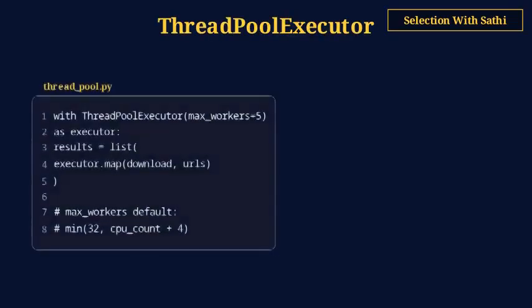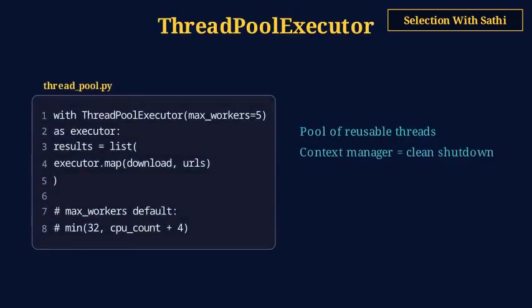ThreadPoolExecutor creates a pool of reusable threads. Use it as a context manager: with ThreadPoolExecutor(max_workers=5) as executor. executor.map(download, urls) parallelizes downloads across the thread pool. The default max_workers is min(32, CPU count + 4), which works well for most I/O tasks.